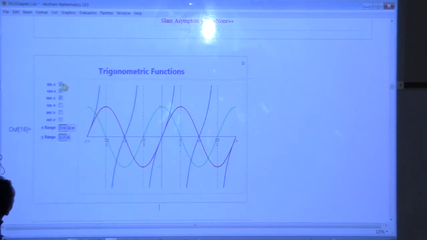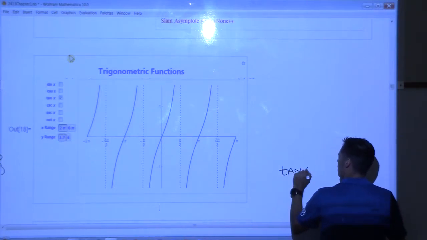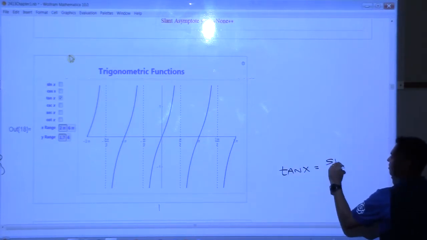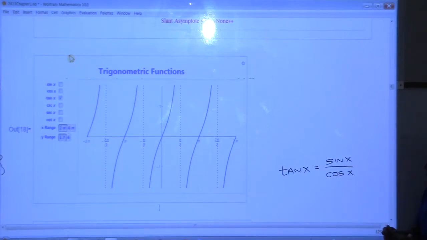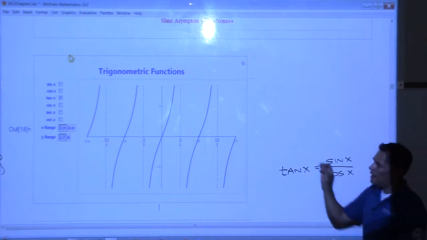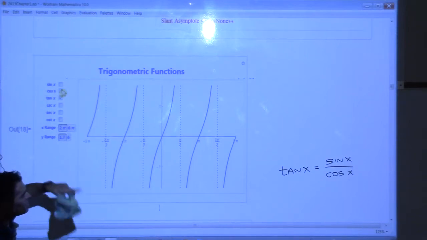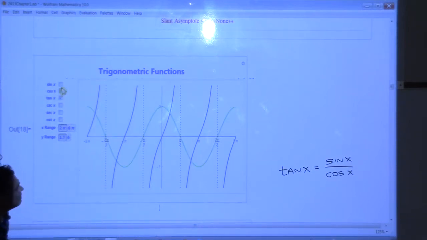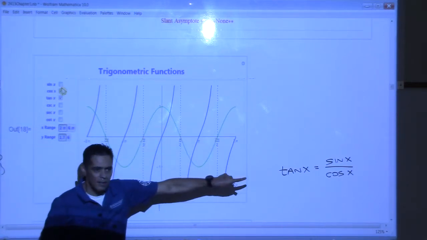Let me get the other ones out of here, sine and cosine. What is the definition of tangent of x in terms of sine and cosine? Tangent is sine x over cosine x. That's the definition of tangent, right? So you're always going to have problems with this function when the denominator is 0, and the denominator is the cosine function. So if I put the cosine function back up here, everywhere the cosine function hits the x-axis, we should have a dotted line, because everywhere the cosine function is 0, it makes that thing undefined, right?